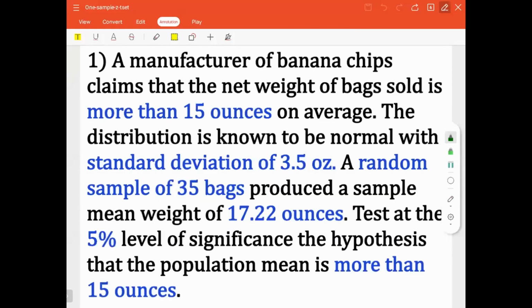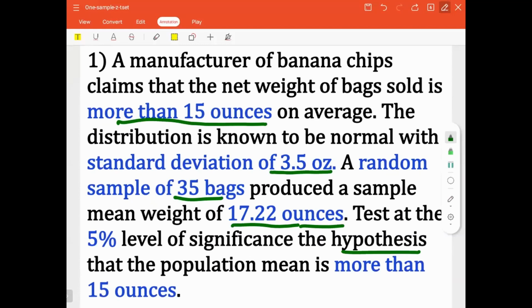Okay, now let's have some examples. First, a manufacturer of banana chips claims that the net weight of bags sold is more than 15 ounces on average. The distribution is known to be normal with standard deviation of 3.5 ounces. A random sample of 35 bags produced a sample mean weight of 17.22 ounces. Test at the 5% level of significance the hypothesis that the population mean is more than 15 ounces.